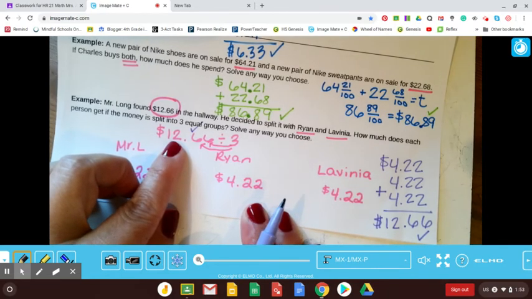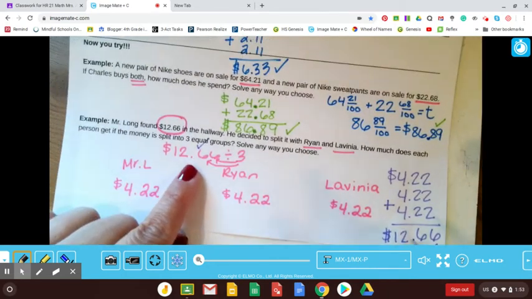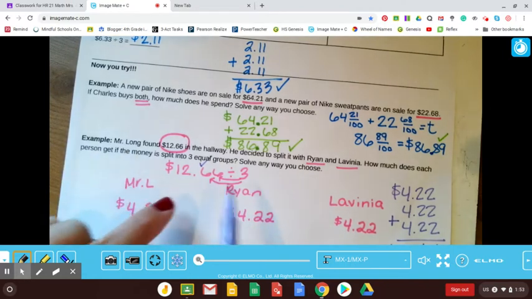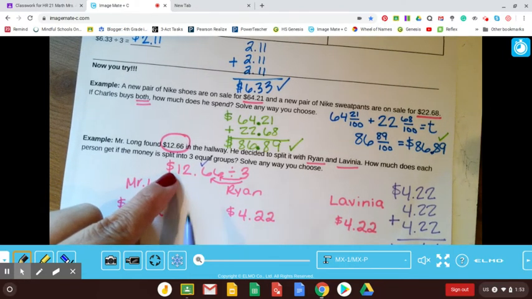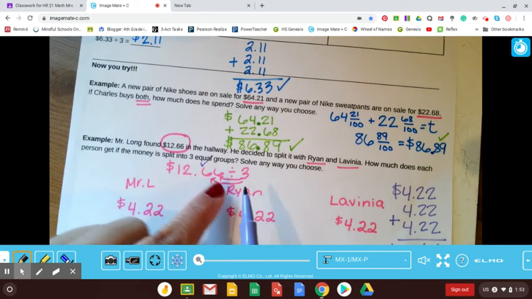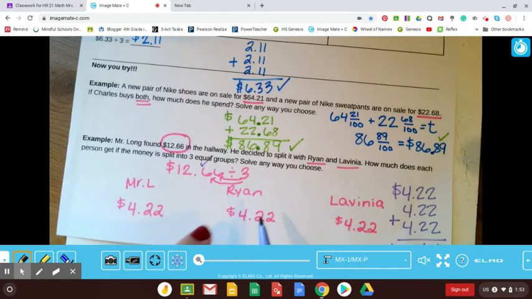You could also draw out a model for this. You could have drawn out $12.66, right? So it would be $12 bills, it would be 6 dimes, and there would be 6 pennies, and then I could distribute them to each person equally.